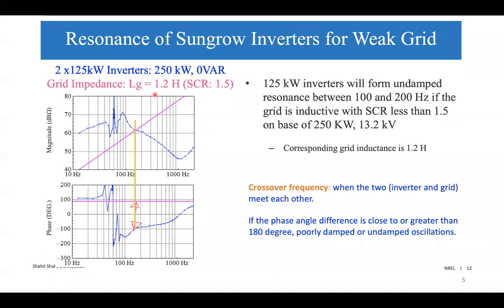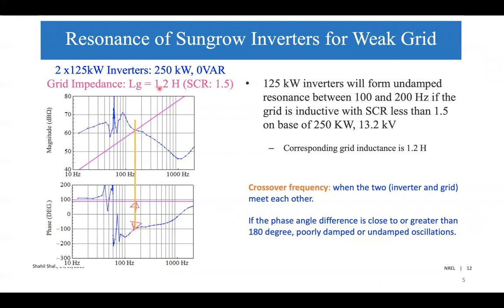One example is shown here: the 250 kilowatt inverter. The inverter's impedance and the grid impedance are put together, and the crossover frequency is about 150 Hertz. At 150 Hertz, the phase angle difference is pretty large, almost close to 180. This basically invites poorly damped or undamped oscillations based on the stability criteria.